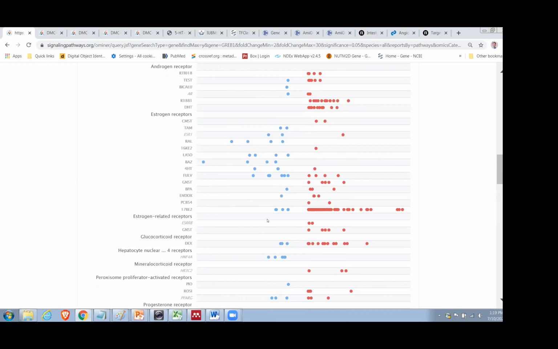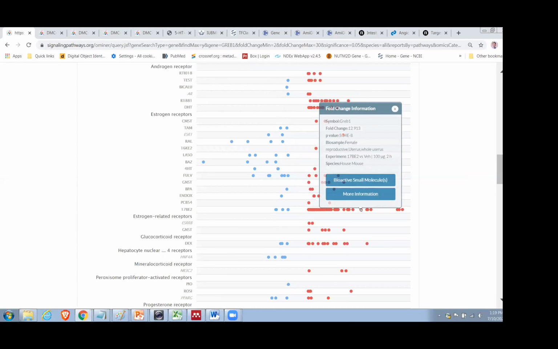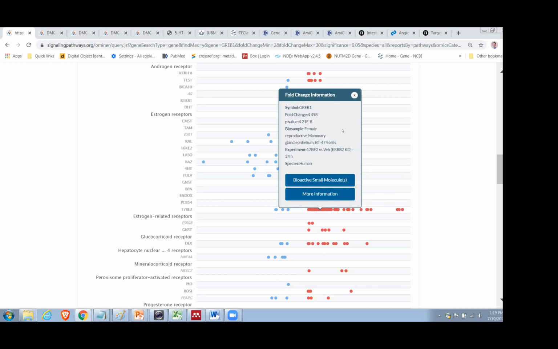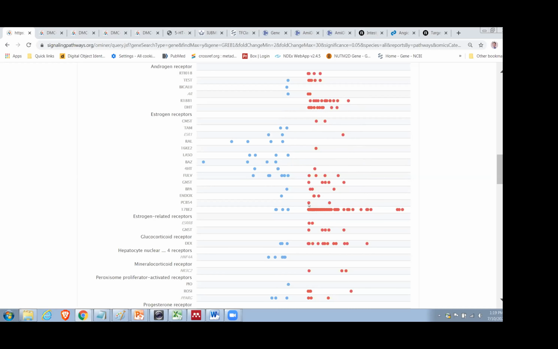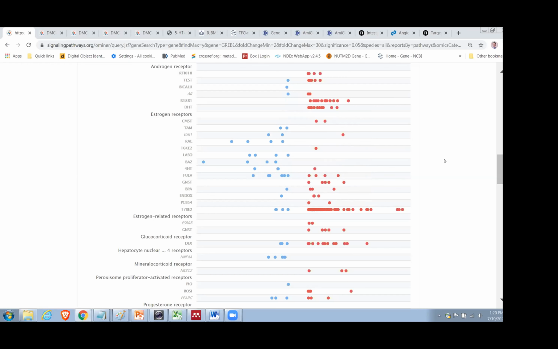And in the more extreme cases, this is 17-beta estradiol. Most of these experiments come from either T47D or MCF7 cells or from reproductive organs in mice. So there are multiple different experiments here that show that when you give these cells estradiol, you get upregulation of Reb1.